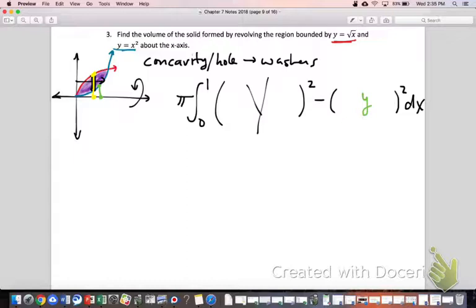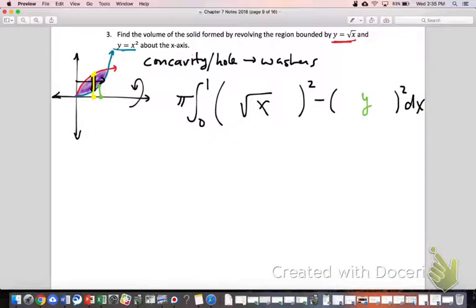Root x. Can I ask you why you chose root x? Because it's the top function. Let's be really careful. Let's use some better language. Top function, yes, because it's the function that determines the top of the area being calculated. It's the bigger y. I'm going to say it this way: it's the function that's further away from the axis of rotation.